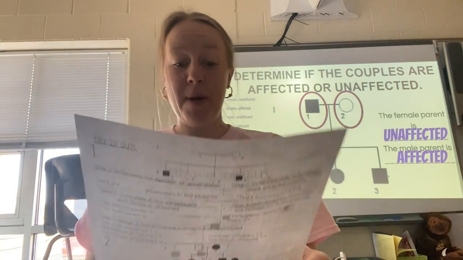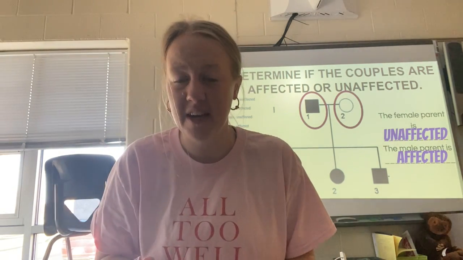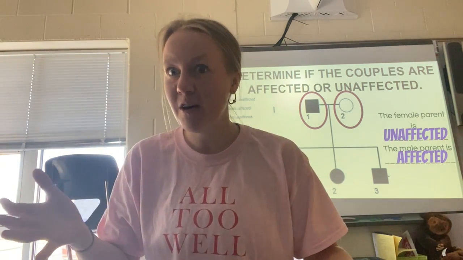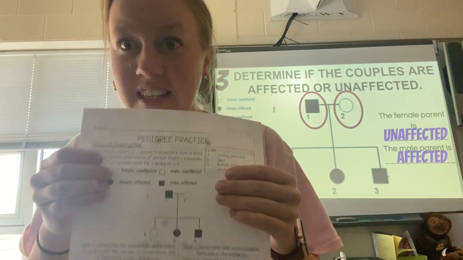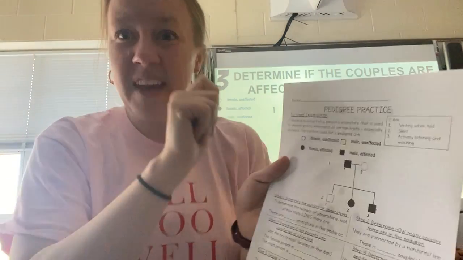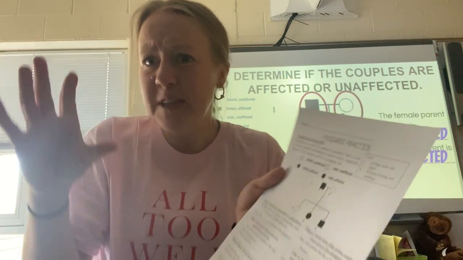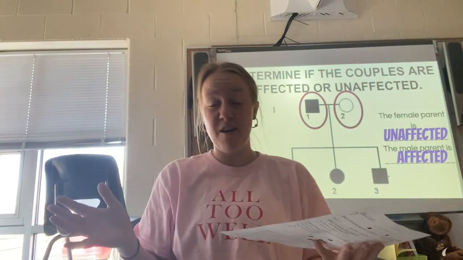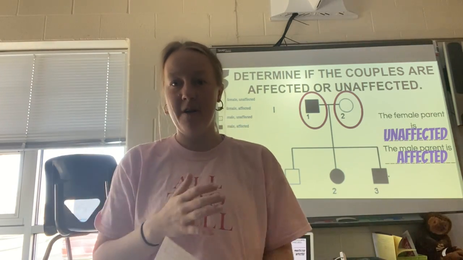Step number 3 is we need to determine if the parents, so that couple, are affected or unaffected. I'm still learning all of this, so good thing that we have the key up at the top. We can always use that key to help us. So I go back to that key, and I know that if it is filled in, if it is darkened, then that means they are affected. If it is not filled in, if it's blank, I know that they're not affected. So it wants to know if the parents are affected or unaffected.